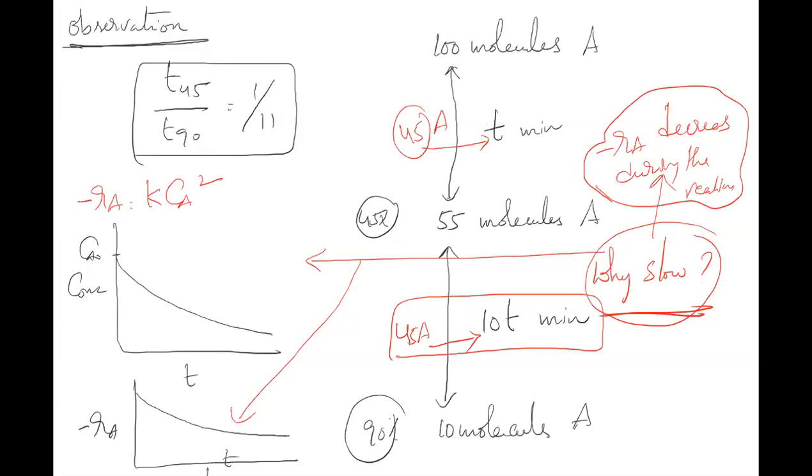Why is the concentration decreasing? Because the molecules of A are converted. So as you go on during the reaction, the rate always decreases. That is why it took 10 times T for the next 45 A molecules. Because in this area the rate is high, and in this area the rate is low.